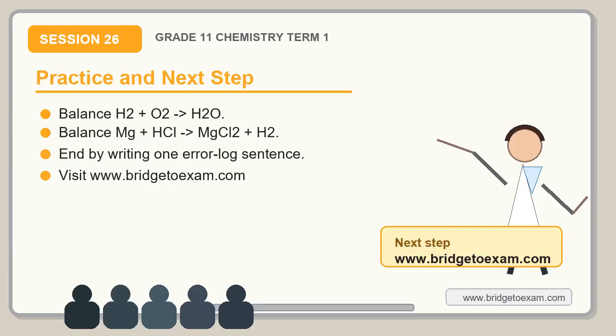Before you leave, practice actively. Task 1, balance H2 plus O2 gives H2O. Task 2, balance Mg plus HCl gives MgCl2 plus H2. Task 3, explain why coefficients are allowed but subscripts are not. At the end of your study, write one sentence beginning, "The chemistry idea I must remember is."